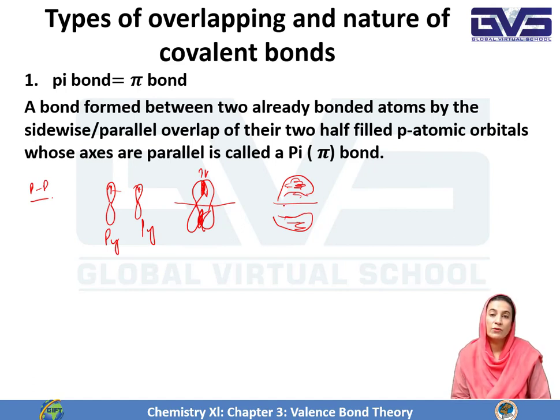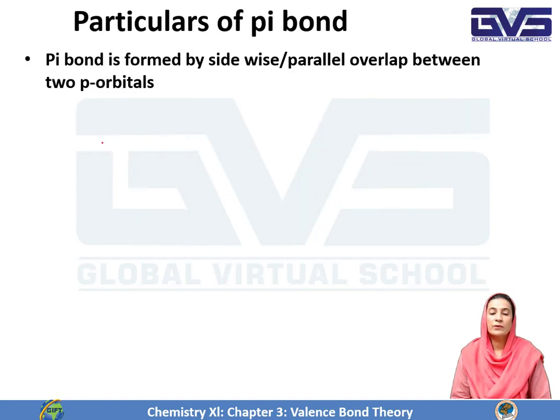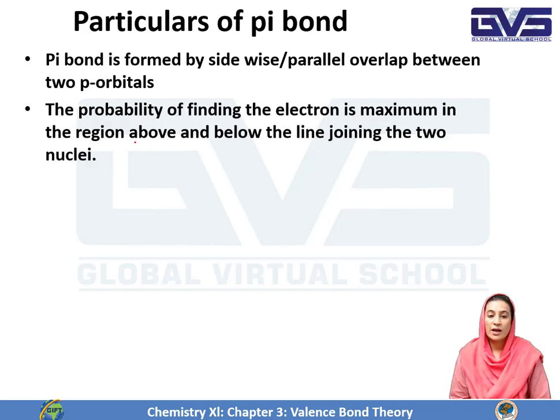A pi bond is formed where there is always first a sigma bond, then a pi bond. In this case they are symmetrical because they are both py orbitals. But if you have px and py, they will not form a pi bond. The condition is that they have the same symmetry, on the same axis. A pi bond is formed by sidewise, or side to side, parallel overlapping between two p orbitals. The probability of finding the electron is maximum in the region above and below the line joining the two nuclei. Hopefully it is clear.